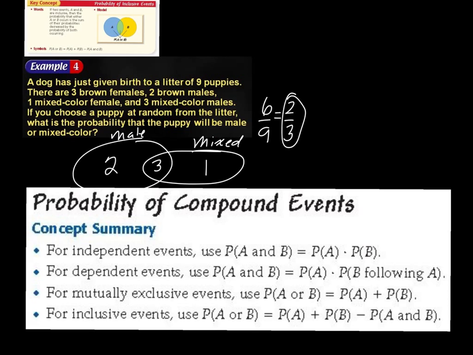For independent events, use the probability of A and B equals the probability of A times the probability of B. For dependent events, use the probability of A and B equals the probability of A times the probability of B following A, so things decrease. For mutually exclusive events, use the probability of A or B equals the probability of A plus the probability of B. For inclusive events, use the probability of A or B equals the probability of A plus the probability of B minus the probability of A and B. I'd rather do it in a Venn diagram.